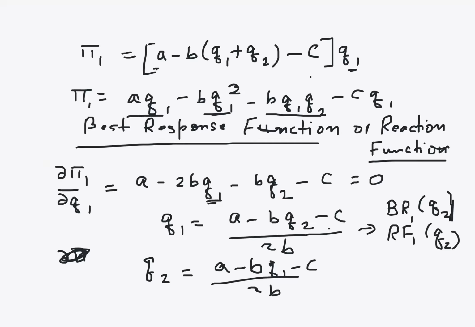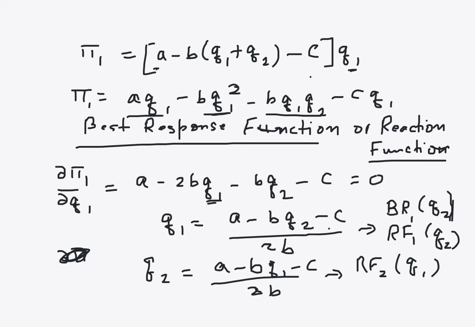If you solve by setting up the profit function of firm 2, partially differentiating with respect to Q2, and then setting it equal to 0 and solving for Q2, you are going to get this expression. But you can just write it down by looking at what you got for Q1, switching Q1 with Q2. So this is your reaction function of firm 2 given the output produced by firm 1.